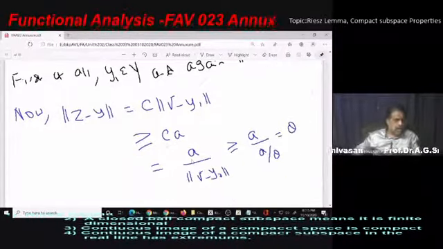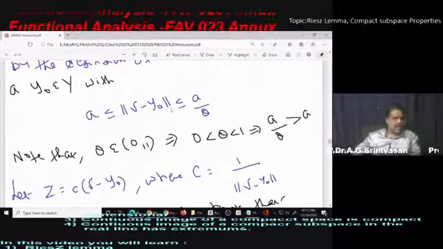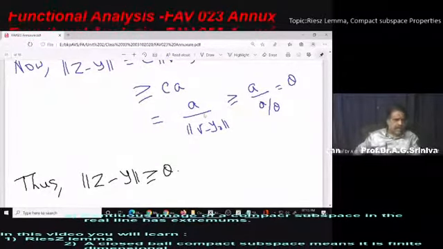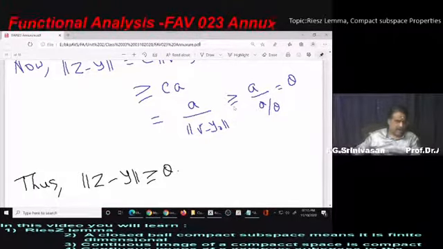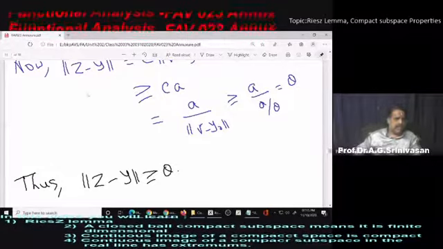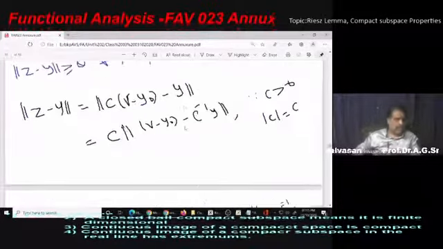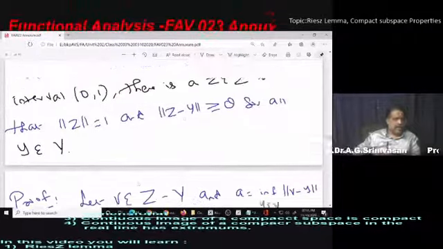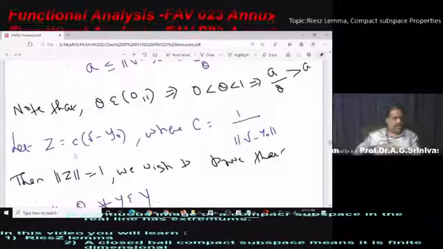But what is c? It is 1 by norm v minus y naught. And we already saw the norm v minus y naught is less than or equal to A by theta. So if you take the inverse, it's greater or equal to A by theta, because it's the denominator. So A cancels, and we get theta in the numerator. So norm z minus y is greater or equal to theta. So we proved not only that norm z equals 1, we further proved that norm z minus y is greater or equal to theta for all y belonging to Y. So we proved the Riesz lemma.